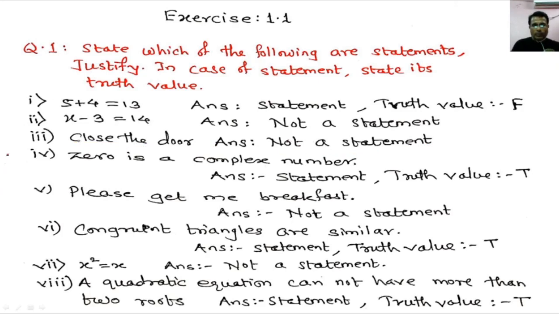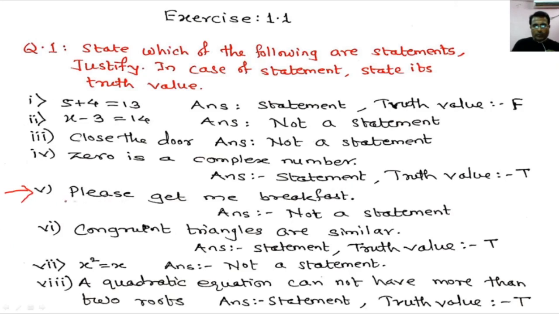Next is the fourth question: 0 is a complex number. We know that 0 is always a complex number and therefore its truth value is true, and therefore the given sentence is a statement.